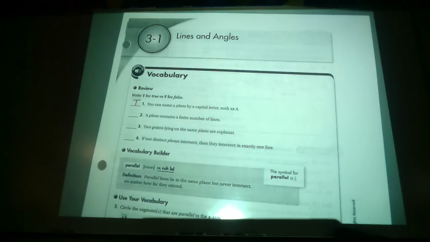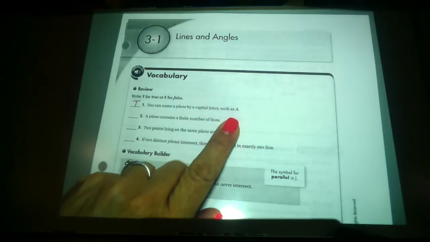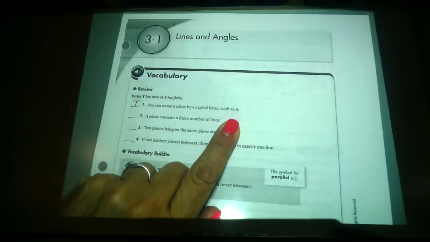At most, how many letters should you name a plane by? 3. So you either name a plane with a capital letter such as A, which is not a point in the plane, by the way, or you name it with 3 non-collinear points in the plane. Not 2, not 1, but 3.